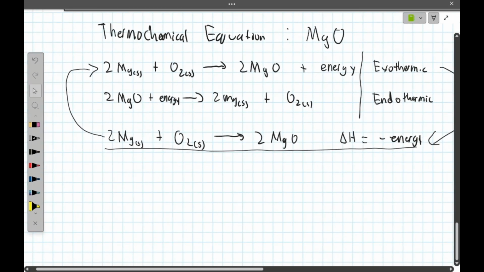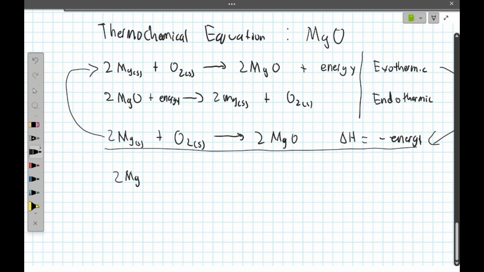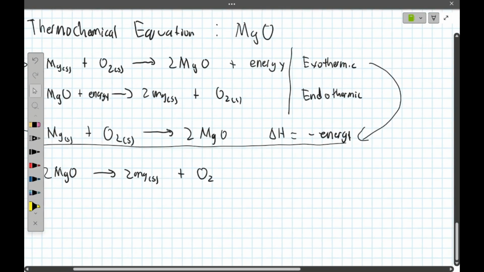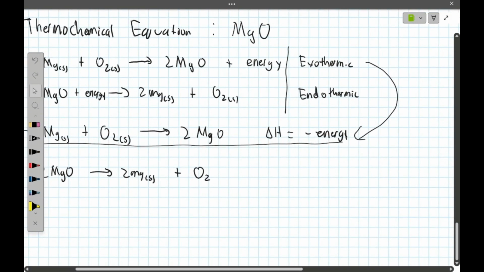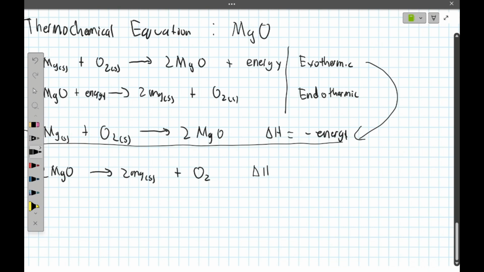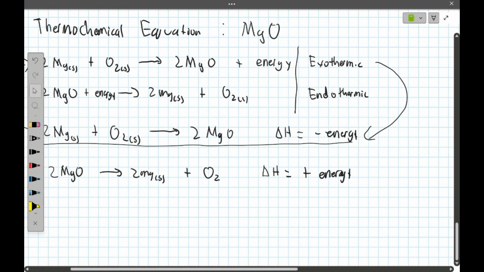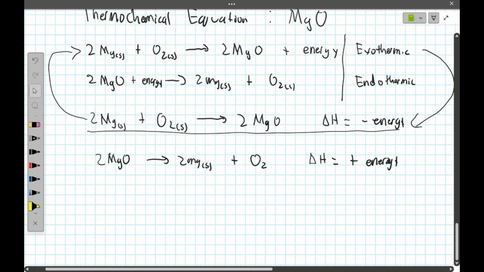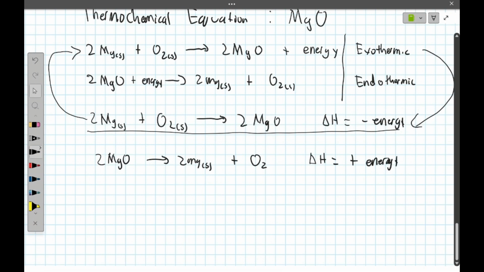Now, the same thing goes with the endothermic. 2MgO turns into 2Mg plus O2. So here, the energy is going to be a positive value. So when energy is a positive value, that means that the system is gaining energy. So this here is equal to this one, and therefore it is an endothermic reaction.